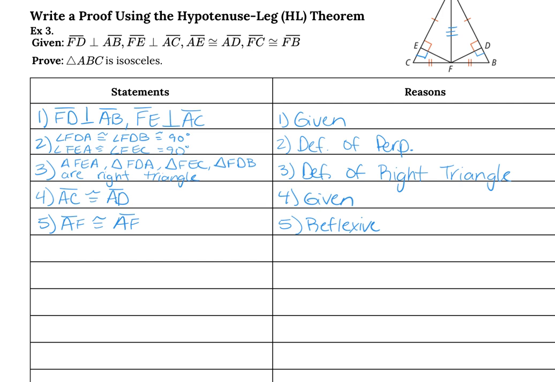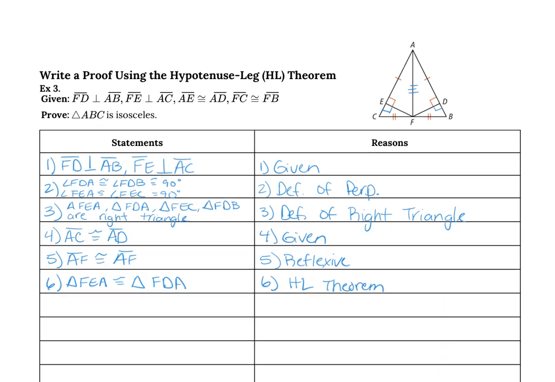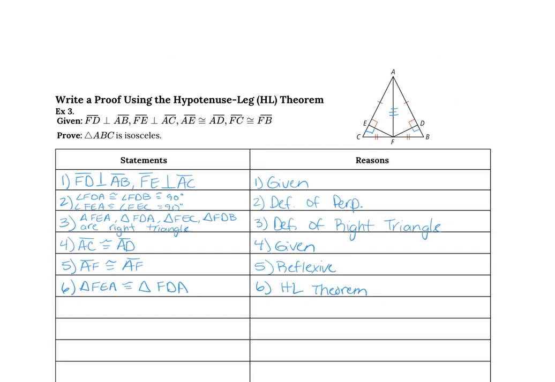Next I can use hypotenuse leg to prove that FEA is congruent to FDA. Okay, and I did that because I had the hypotenuse leg. The hypotenuse leg was congruent to itself, and I had the adjoining leg for it.